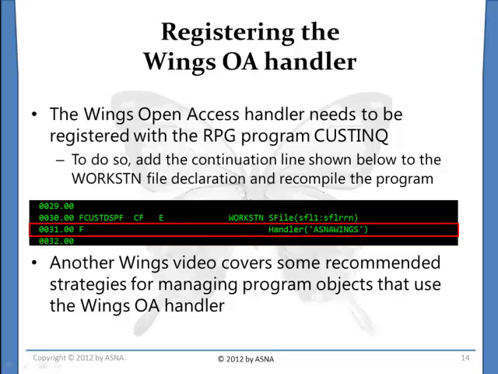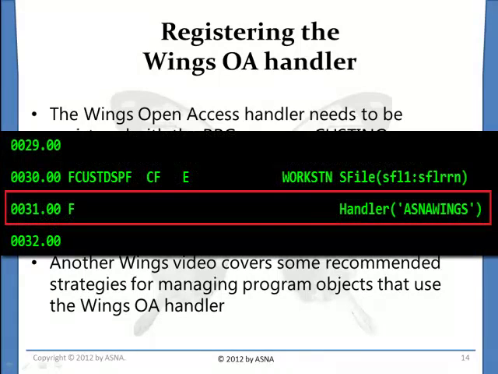Now, because we want to modernize the CUST DSPF display file, we need to add the Wings Open Access Handler to CUSTINC, the RPG program that uses that display file. So to do so, we'll add the continuation line shown below to the workstation file declaration and then recompile the program.